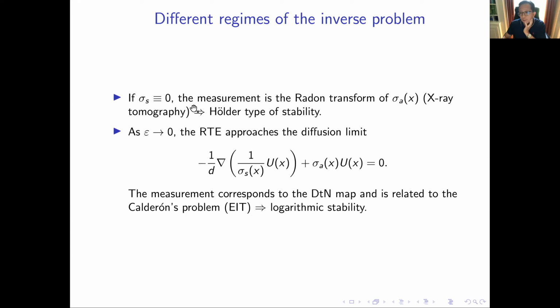We know if sigma s is equal to 0, there's no scattering, and then this is the Radon transform, and we know this has Holder type instability. As epsilon goes to 0, we also know the RTE approaches the diffusion limit. That becomes an EIT type of problem, the Calderon problem, and it has logarithmic stability. So how does it go from here to there? That is what we try to investigate.